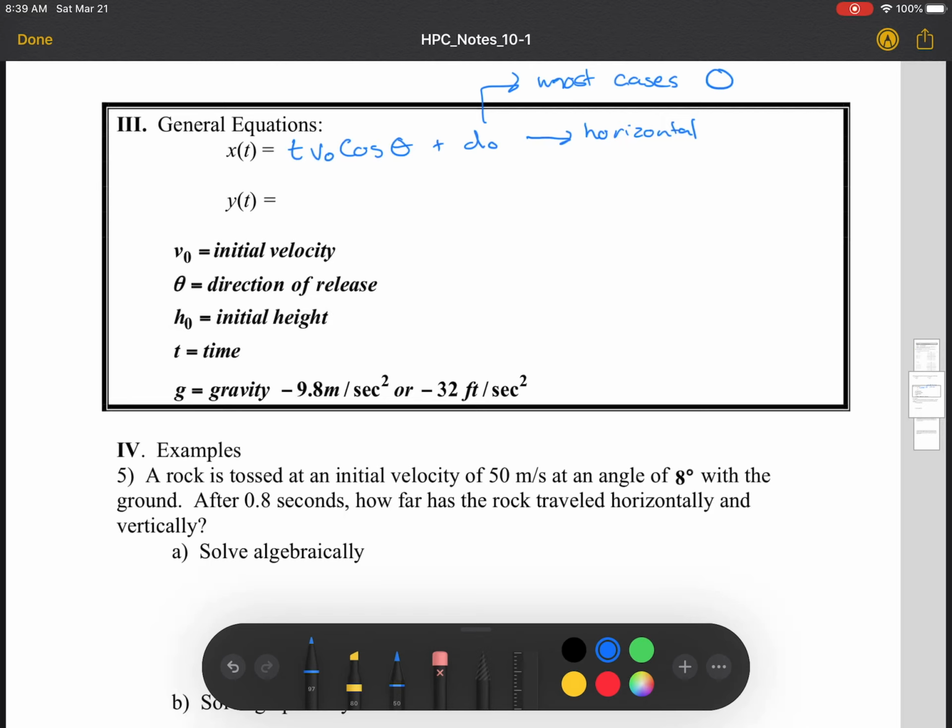All right, so for now, for our y equation, we're going to have t, our velocity initial. That's what that v is. Sine theta plus 1/2 gt squared, okay, plus h initial. All right, now our h initial is our vertical starting distance, okay, and the good way to think about that is if you're hitting a baseball, how high above the ground do you make contact? Okay, that would be your initial height.